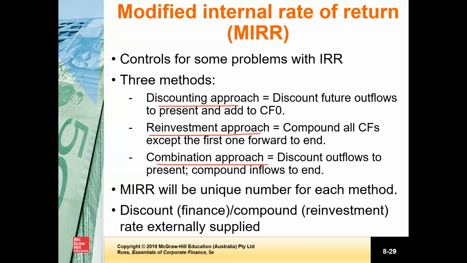And the last one is the combination approach. As the name suggests, the combination approach blends both the discounting approach and reinvestment approach. So what we do is negative cash flows are discounted back to the present and added with the initial investment, and positive cash flows are compounded to the end of the project. Okay, so once again, you have one cash flow at the inception and one cash flow at the end. And then we calculate IRR. In practice, different discount and compounding rates might be used, but we will again stick with the project's required rate of return.